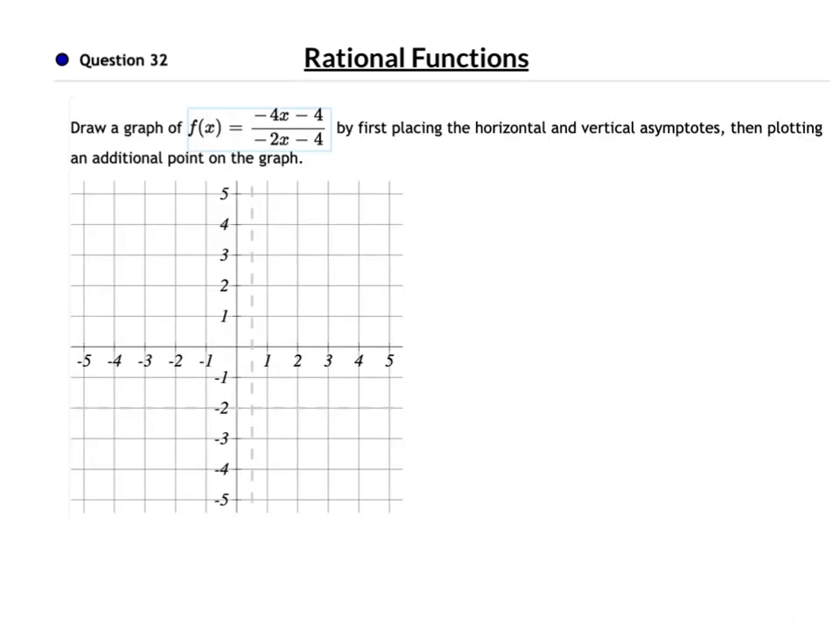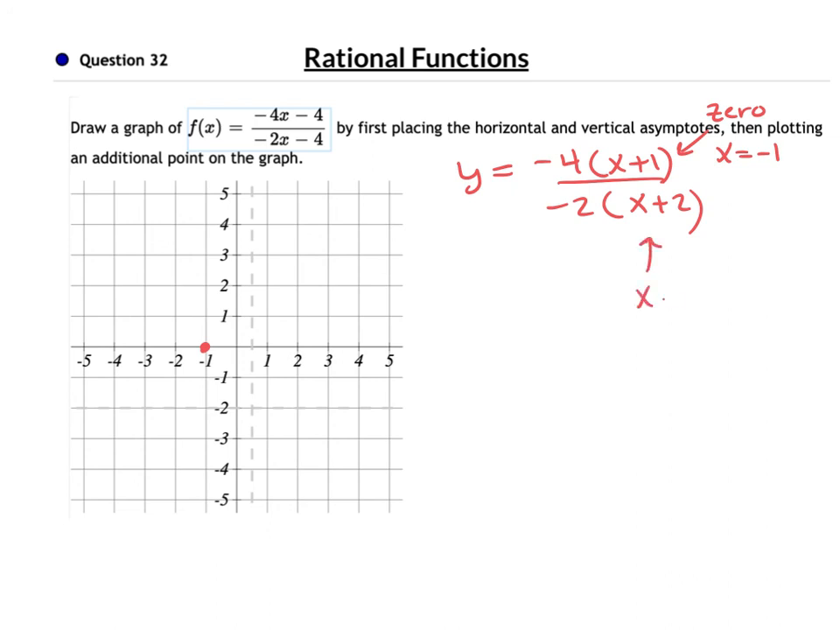Question 32. We're going to graph this. First thing we want to do is factor it. The numerator is -4 times x plus 1, pull out a negative, both signs change. The denominator is negative 2 times x plus 2. We know that we have a 0. A 0 is an x-intercept at x equals negative 1. It's going to hit right here. We know that we have a vertical asymptote at x equals negative 2. Negative 2 is our vertical asymptote.